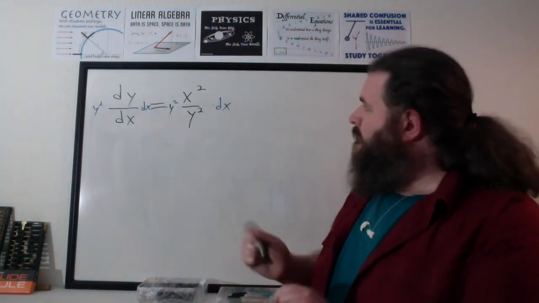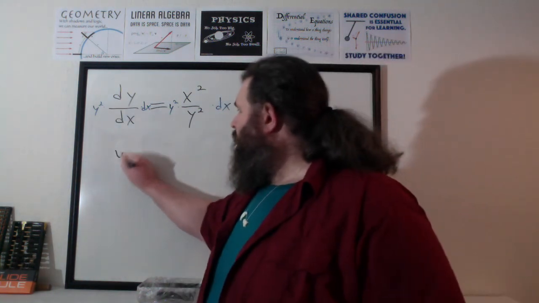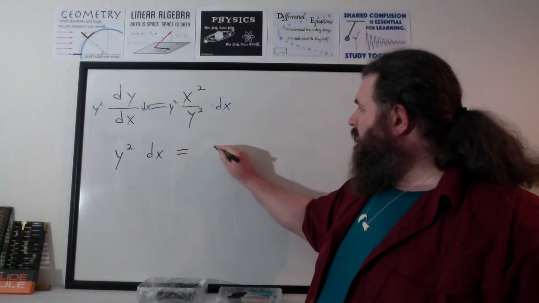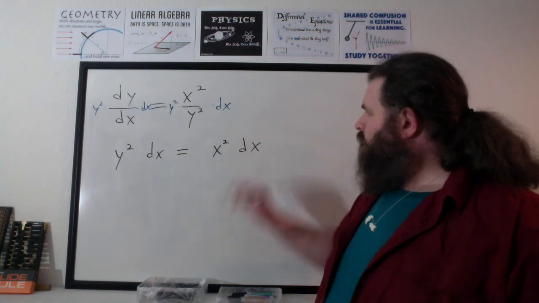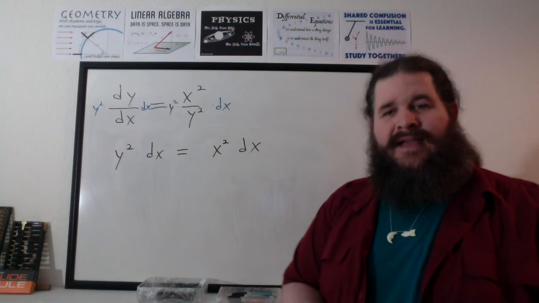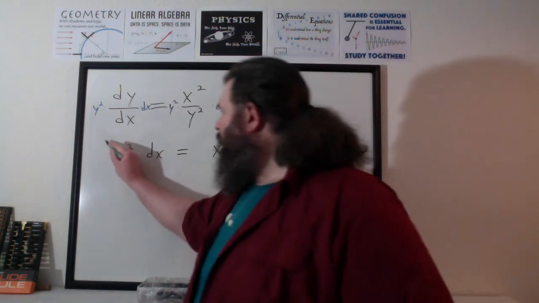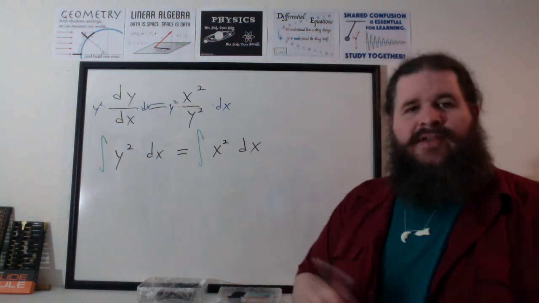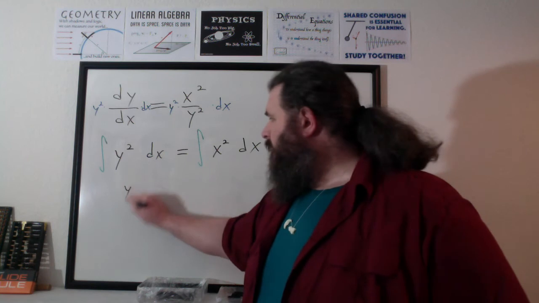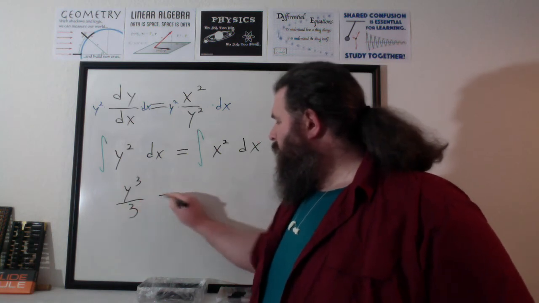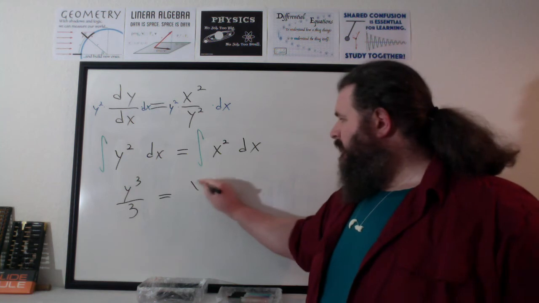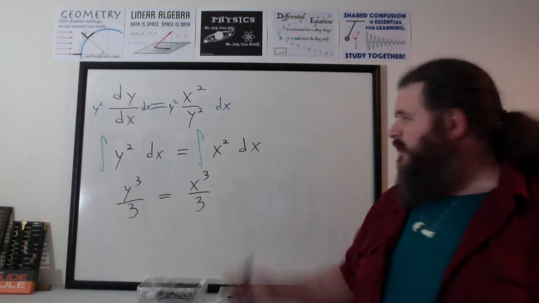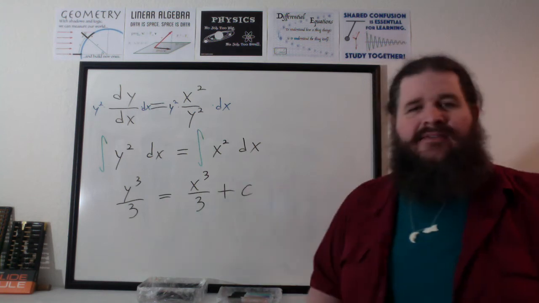And let's see what's left. Reducing the dx's, reducing the y squareds. So y squared dy equals x squared dx. At this point, we can now integrate both sides. Integral of y squared dy, we'd add 1 to the exponent, divide by the new exponent. And likewise, x squared becomes x cubed over 3. And also, since we're looking for all possible solutions, we should include a plus c. This is an indefinite integral after all.